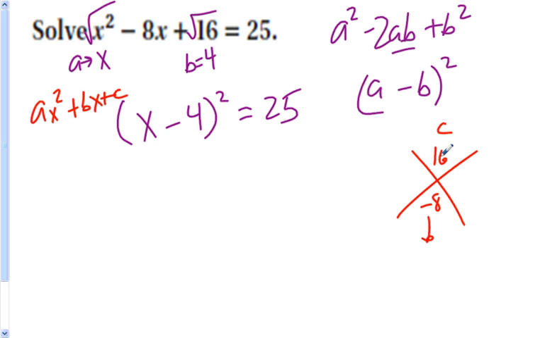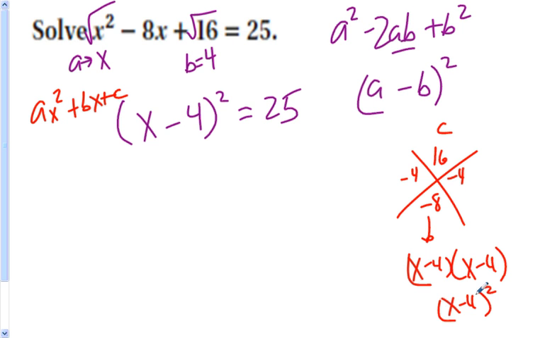And then we just need to ask ourselves, what two numbers multiply together to give us 16, but when we add them we get negative 8? And the answer would be negative 4. Negative 4 times negative 4 is 16. Negative 4 plus negative 4 is negative 8. So this would factor to x minus 4 times x minus 4, which is the same as x minus 4 squared. So you would get the same answer even if you didn't realize it's a perfect square. But if you know it's a perfect square, it'll be easier.